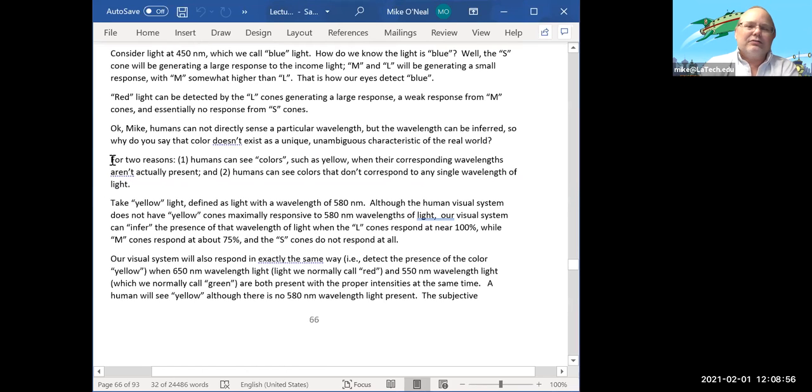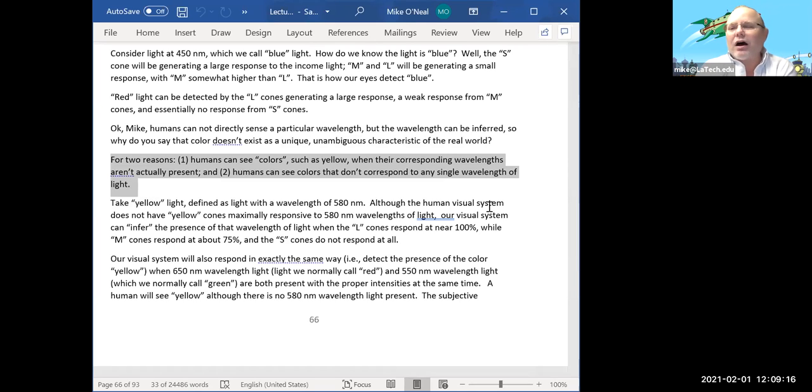Why is it that Mike O'Neill says that color is not a unique, unambiguous characteristic of the real world? For two very important reasons. Humans can see colors such as yellow when their corresponding wavelengths aren't actually present. You can see yellow when it's not there, okay? And humans can see colors that don't correspond to any particular wavelength. So if you want to say, oh, color is just a wavelength of light, how do you explain that we can see colors for which there is no wavelength of light? What do you say here?